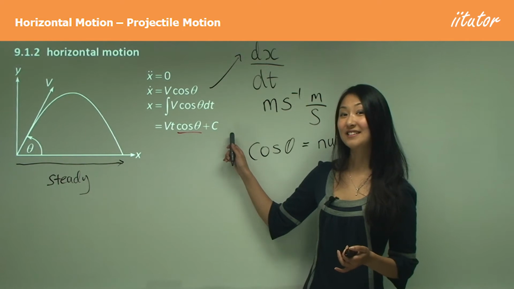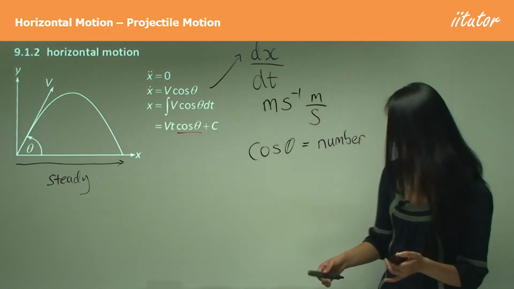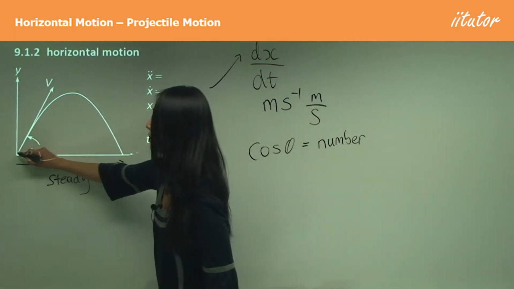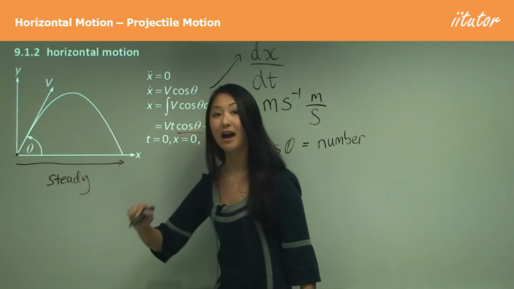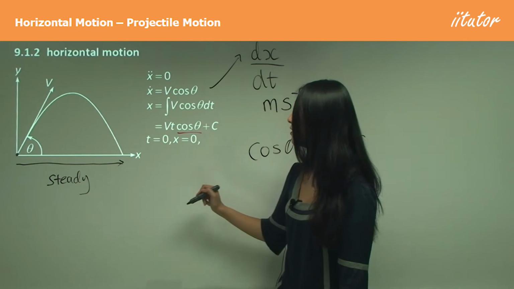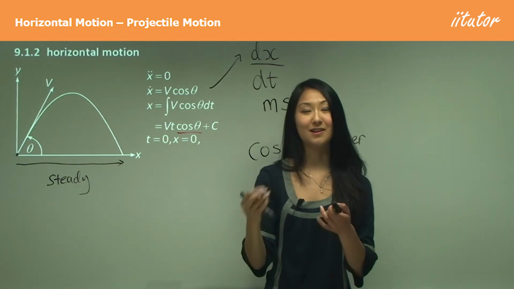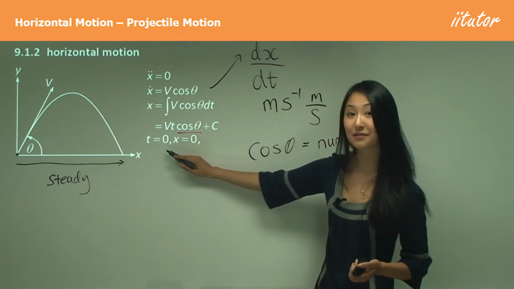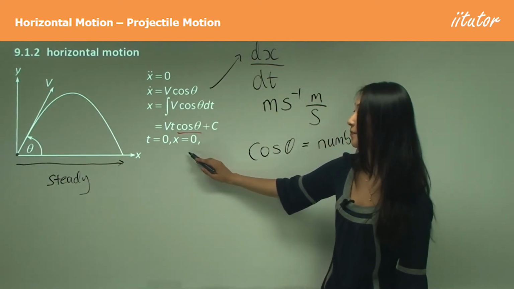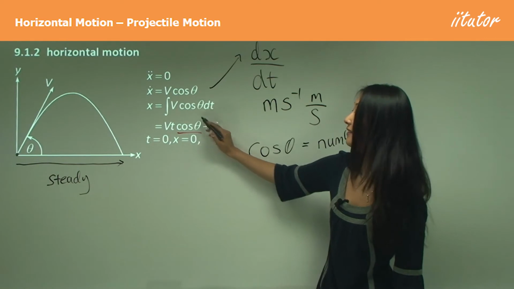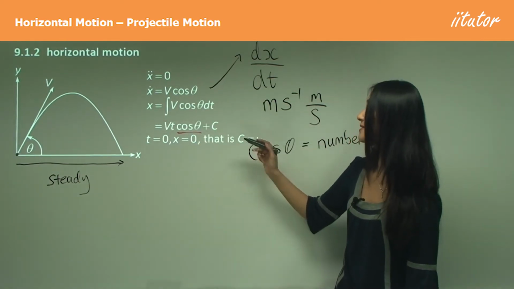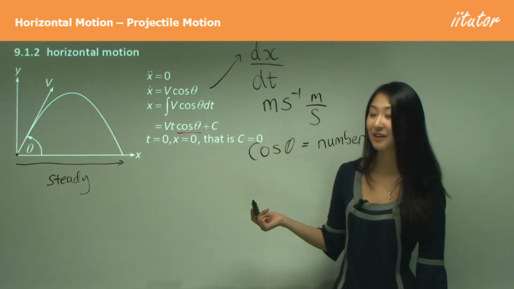With our constant c there, we need to work out what it is. So we think to ourselves, initially, right at this point here, when time equals 0, we know that the displacement is also 0 because it's starting off at the origin there. So therefore, when t equals 0, x equals 0. Substituting that in, that becomes 0. This side becomes 0. So therefore, c also has to equal 0.